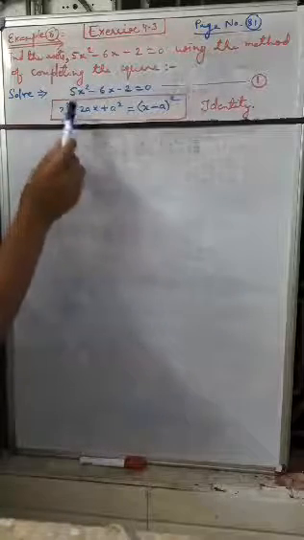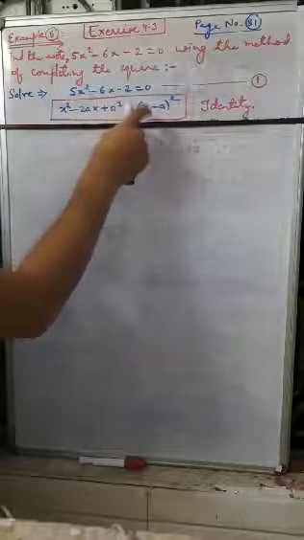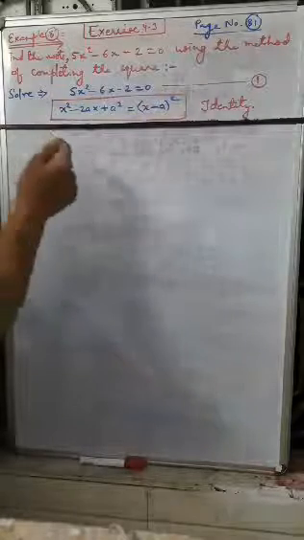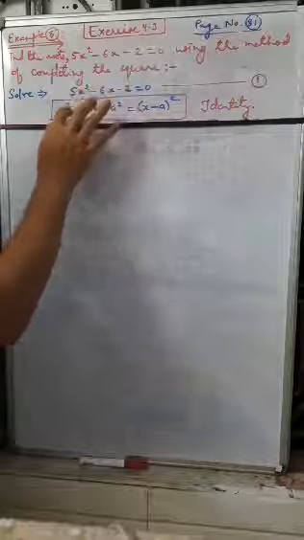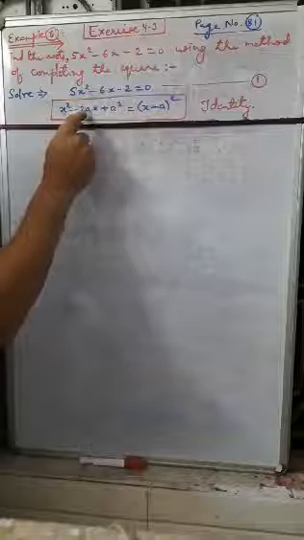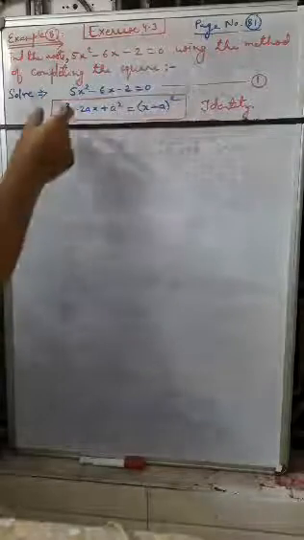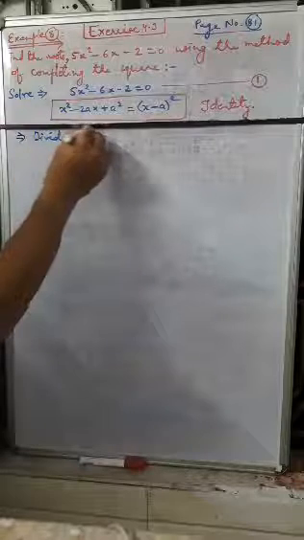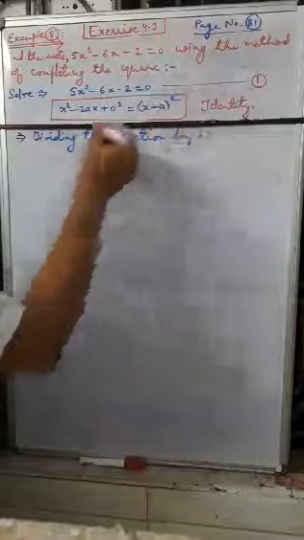In the previous two questions we have known the identity x square plus 2ax plus a square is equal to x plus a whole square, but here the condition is different because we are having 5x square minus 6x. That means we will take the formula x square minus 2ax plus a square is equal to x minus a whole square. So for making the equation same as our identity, we need to divide the whole equation by 5 here. So please divide it.